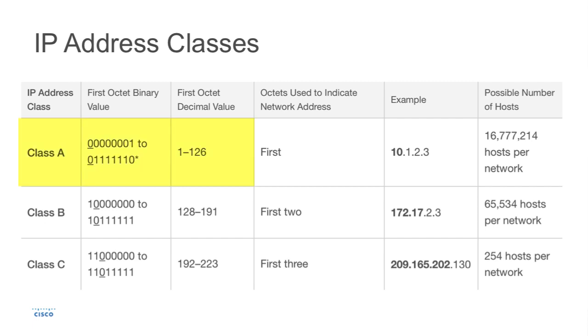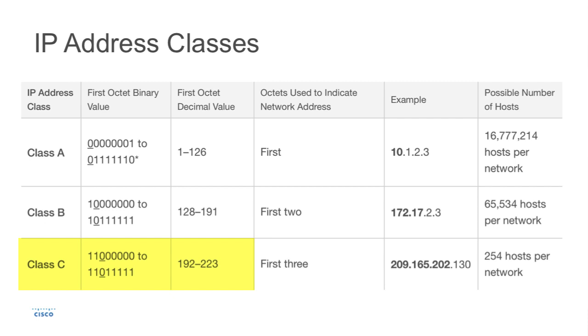Class A addresses are decimal values 1 through 126. This would mean that the very first octet is going to have a binary value that begins with a 0. A Class B address space is 128 to 191. This means that the first octet binary value is always going to begin with 10. In a Class C address space, the first octet decimal value is 192 through 223. This would mean that the first octet binary value is always going to be 110.